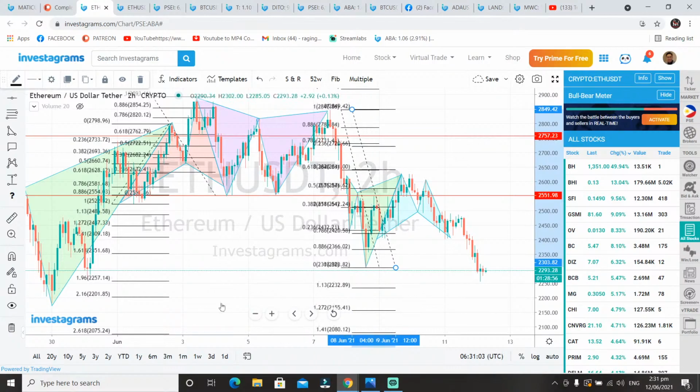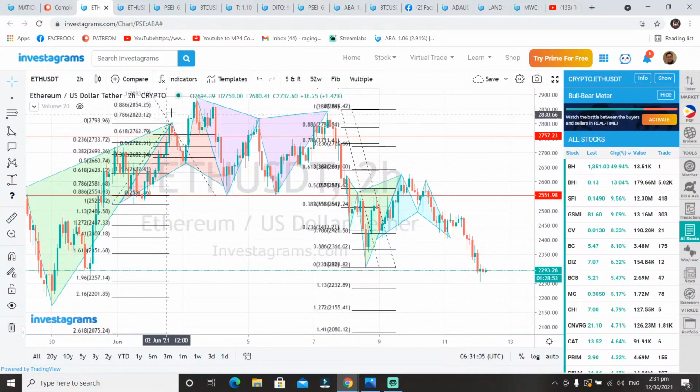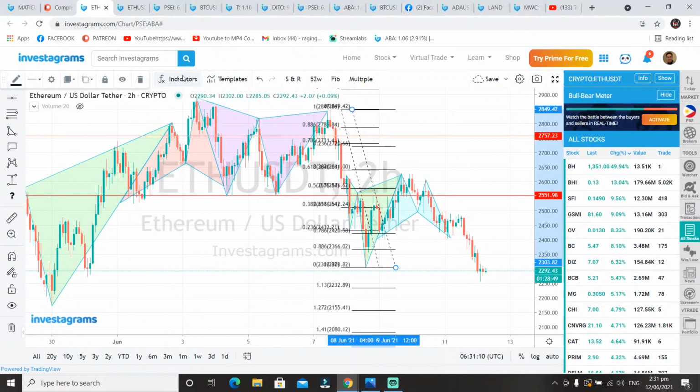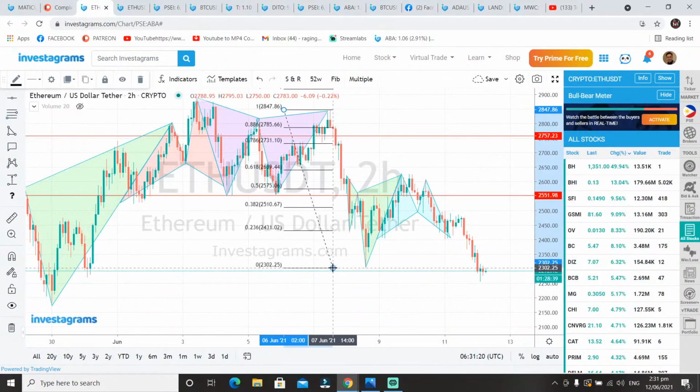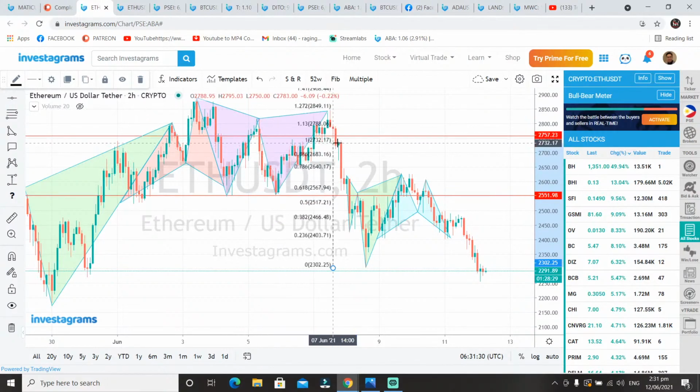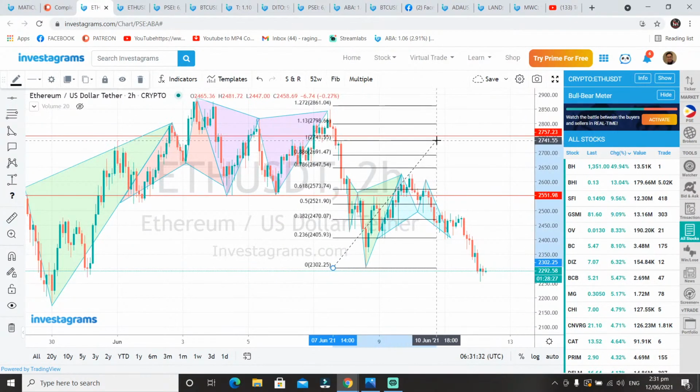So for a shark pattern, it has to be at least 61%. Let's remove this. Remove this. Remove. Then remove. So first, it has to be at least 61%. So let's see if it hit 61%, which it did not. This one, okay? But we can adjust this one because from here, it made a bounce to this level. So we can actually put it here, okay? So it touched 61%, but not 78%.